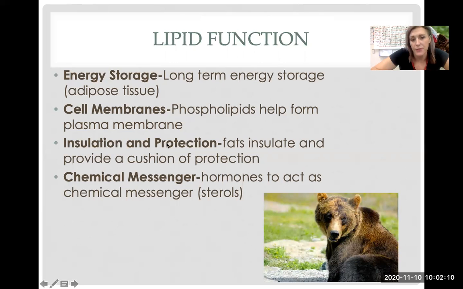Fat is used for insulation and protection. Fat insulates and provides a cushion of protection. So like bears, when they go to hibernate for the winter, they have long-term energy storage, but also they are kept warm by the insulation. All of your organs are surrounded by a thin layer of fat. So it kind of makes them like a cushion in case you get into an accident.